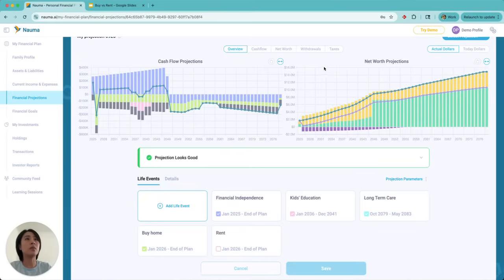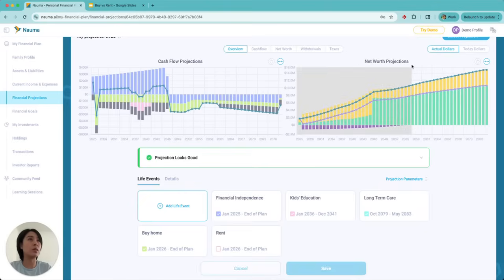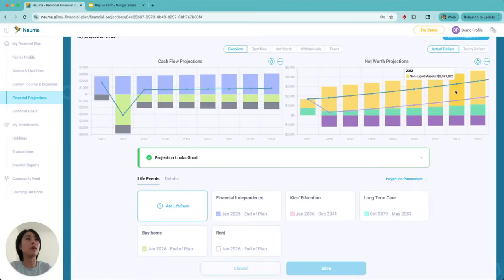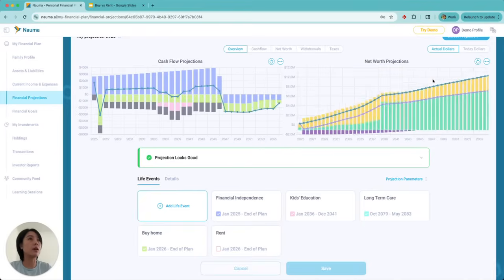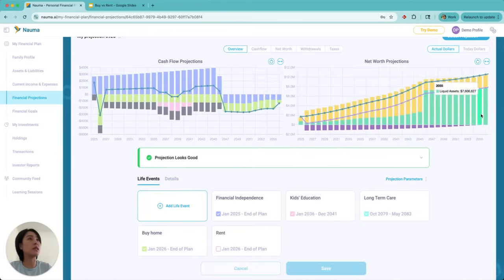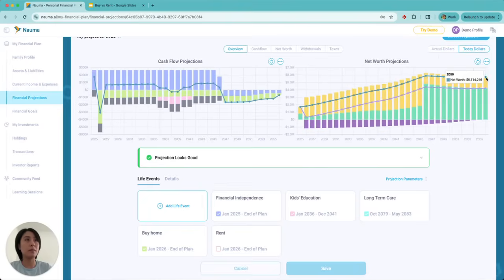Actually, let's focus on the next 30 years, because it's a long projection and it gets too long in the future. Let's select till 2056, when they pay off the debt. In 30 years, their net worth, let's use today's dollars for a better comparison. If they buy a home, they end up with $5.7 million. Among that, 1.5 is the place they buy, and 4.2 is the liquid asset.